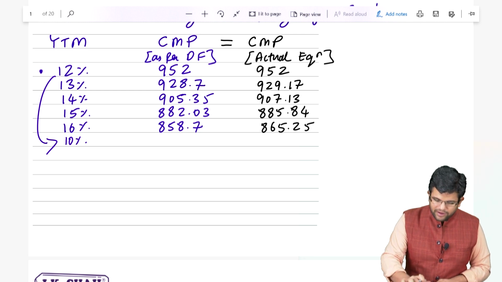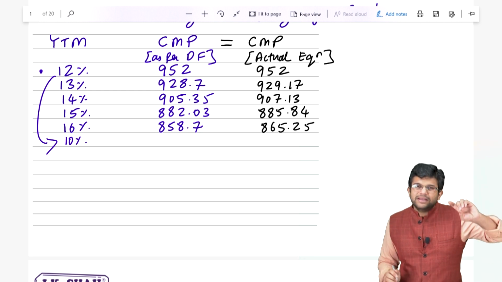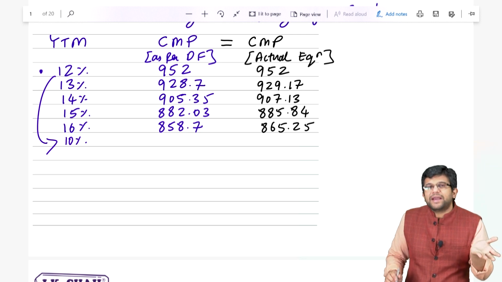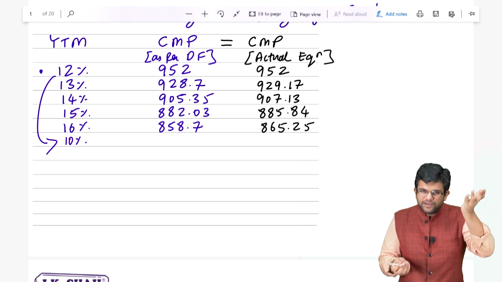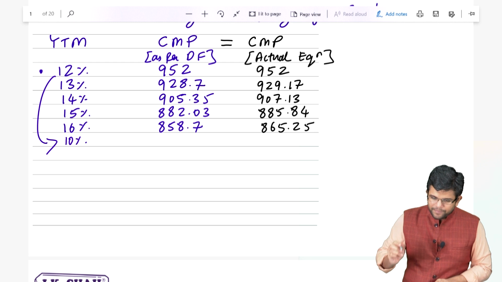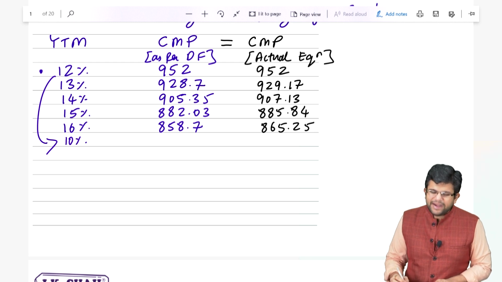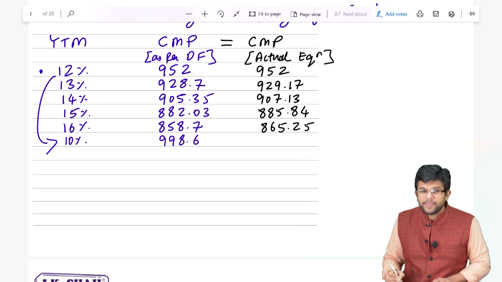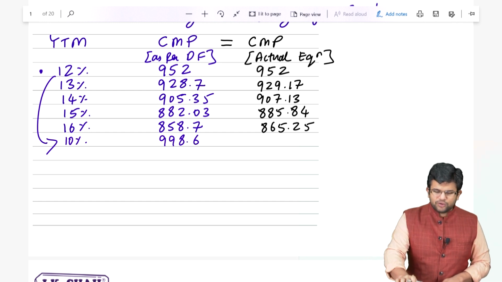So my current market price is 952. Considering that the YTM is falling, do you realize the price should increase, correct? It's an inverse relationship. So 952 plus 4.9% will give you 998.6. I'll write it down here: 998.6. In reality, let us do the calculation.